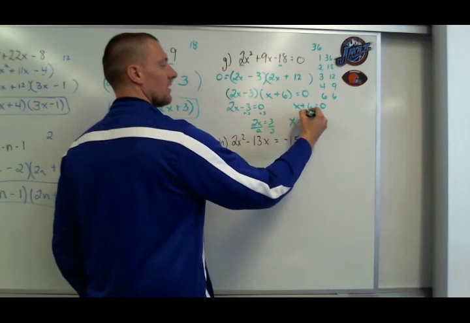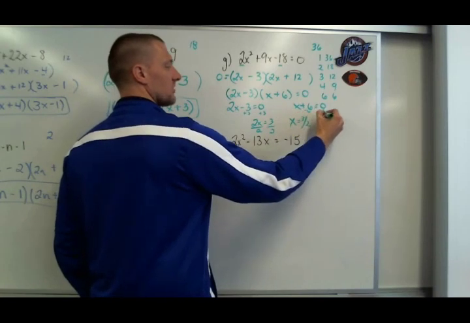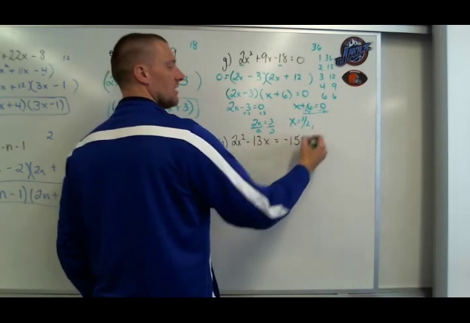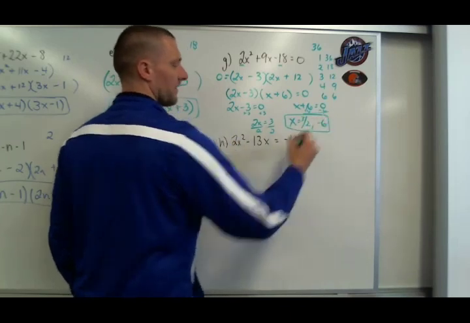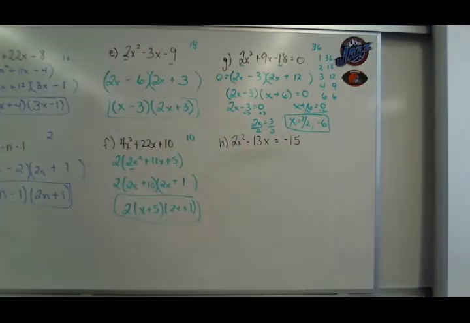Sorry I'm overlapping here. But on this one I subtract 6. Those cancel. My second answer would be 0 minus 6, which is negative 6. And there are your two solutions. Okay, and like always, you can substitute them back in, make sure they work.